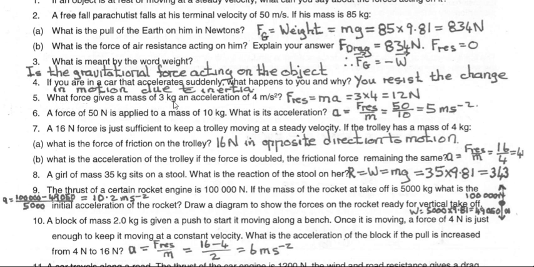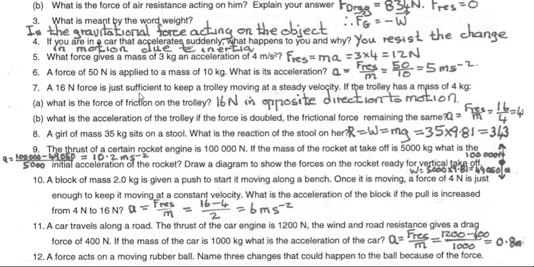Question 5. What force gives a mass of 3 kilograms an acceleration of 4 meters per second squared? Resultant force equals ma. 3 times 4, 12 newtons. M being 3, A being 4. A force of 50 newtons is applied to a mass of 10 kg. What is its acceleration? Acceleration is the resultant force divided by the mass. 50 divided by 10, 5 meters per second squared.